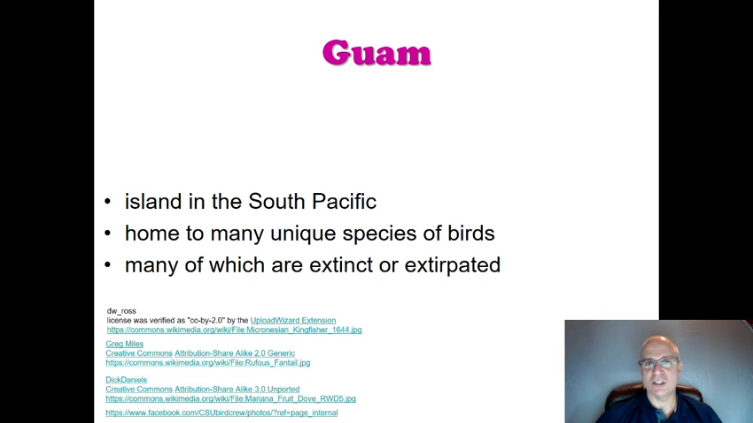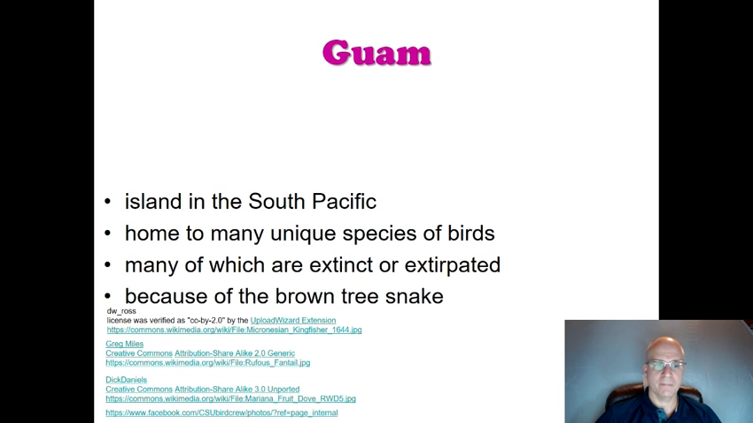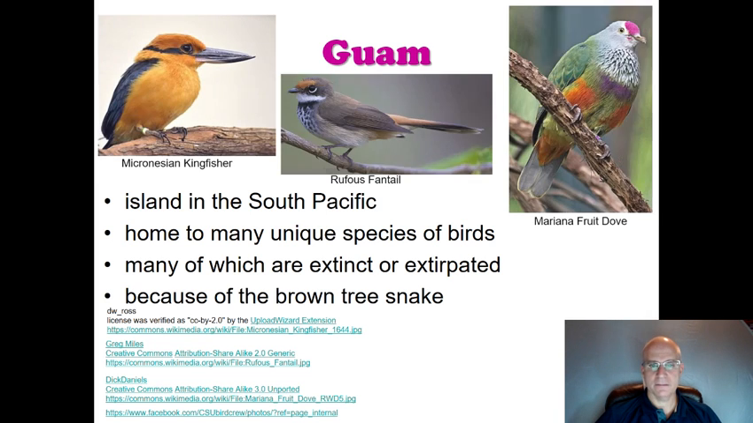And we'll talk about what that term means in a little while. But extirpated means locally extinct. So if you have a population that's found over a long area, if it's extinct in one place, it's been said to be extirpated if there are other members that are elsewhere. And all this happened because of the introduction of that brown tree snake.